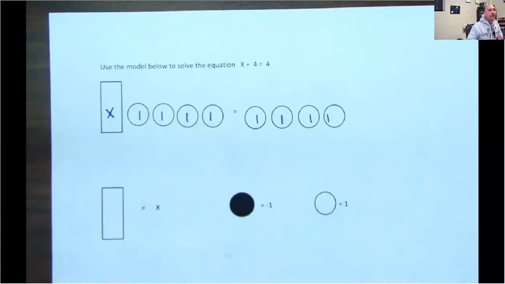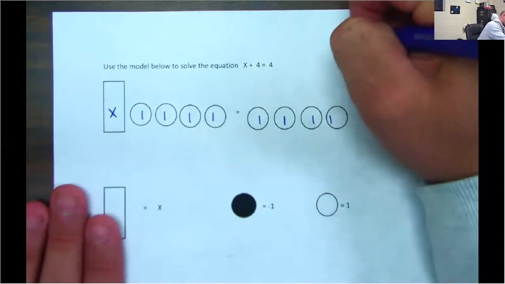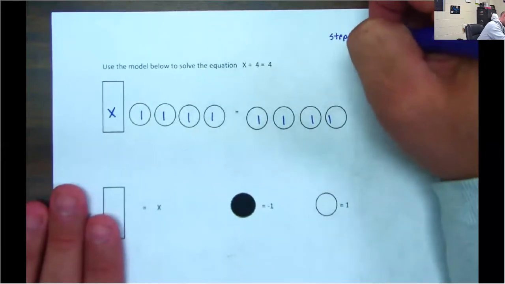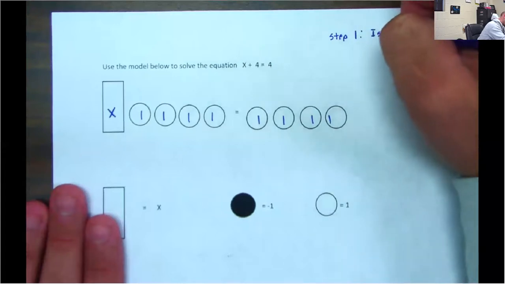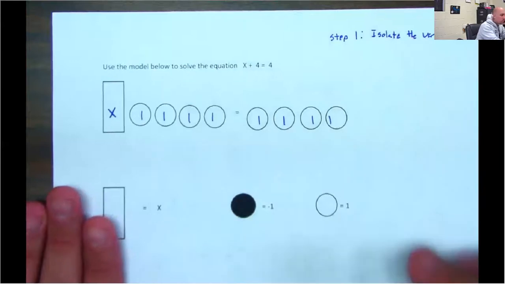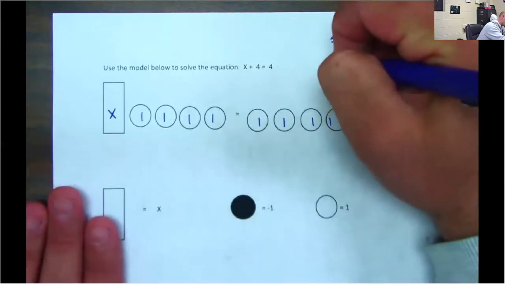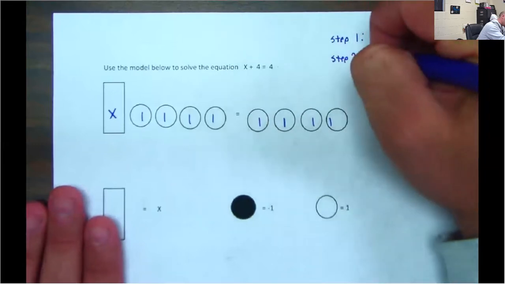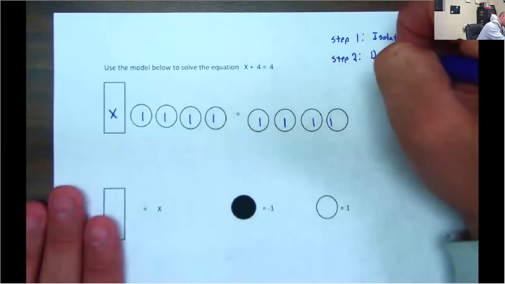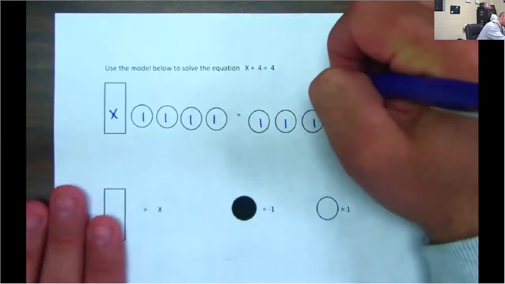All right, so in the last video, we said we have to do the inverse operation. So, step 1, isolate the variable. Some of you are like, what does it mean to isolate the variable? We're trying to get the letter by itself. Step 2, do the inverse operation. Step 3 is to solve.